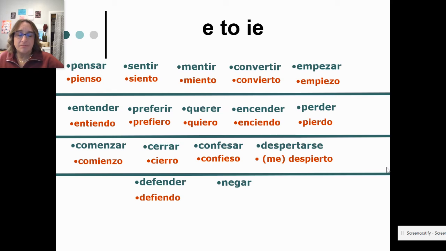Negar, to deny. It looks like to negate, to deny. Niego.